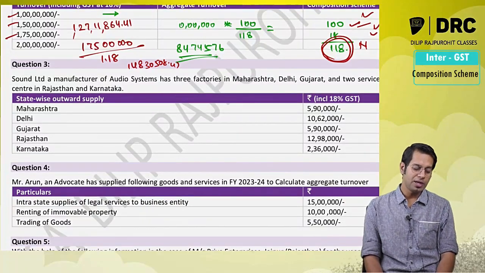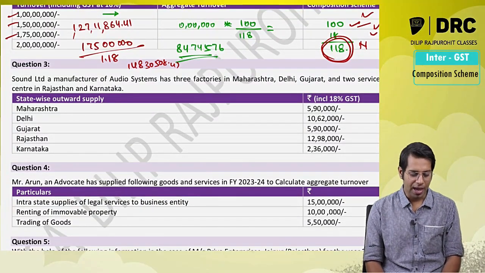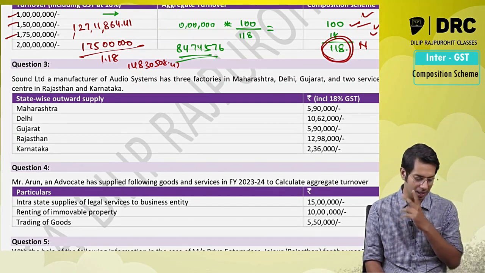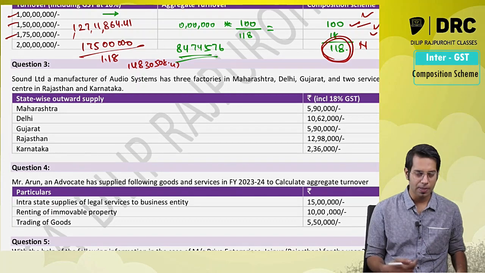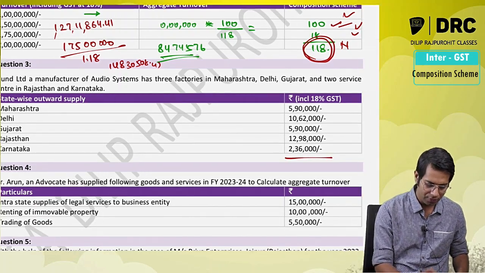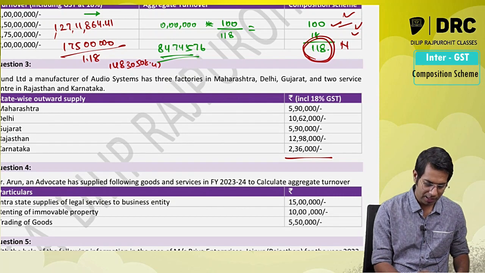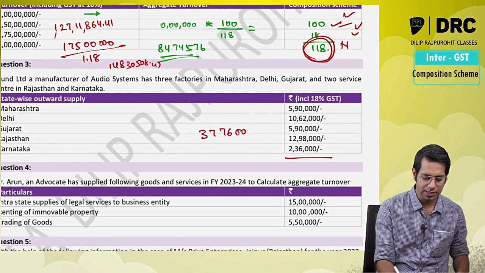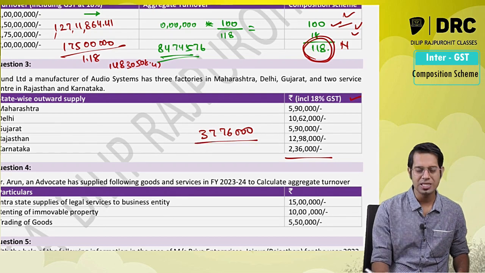Then Sound Limited, a manufacturer of audio systems, has 3 factories in Maharashtra, Delhi, Gujarat, and 2 service centers in Rajasthan and Karnataka. They have given the outward supplies of all these businesses. Now what is the total turnover? 5,90,000 plus 10,62,000 plus 5,90,000 plus 12,98,000 plus 2,36,000, which is 37,76,000. Now they say this is including GST at 18%.